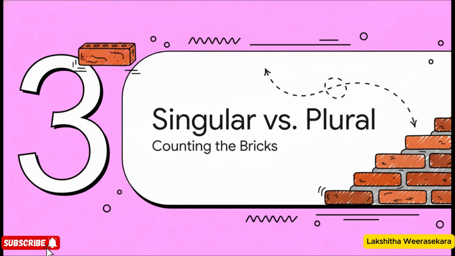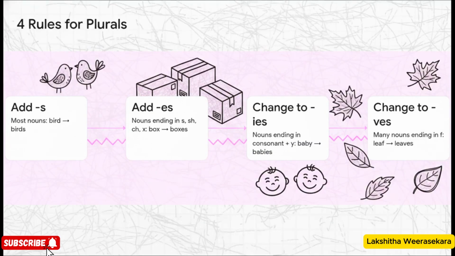All right, we've got our bricks, which is great, but we need a way to count them, right? Are we talking about just one brick, or are we talking about a whole wall of them? This is where singular and plural nouns come into play. Luckily, English gives us some pretty simple rules for this. The most common one, you just add an S. Easy. For words that end in a kind of hissing sound, like S, SH, or CH, you add ES. It just makes it way easier to say. If a word ends in a consonant and then a Y, you change that Y to IES. And for a lot of words that end in F, that F magically turns into Vs.